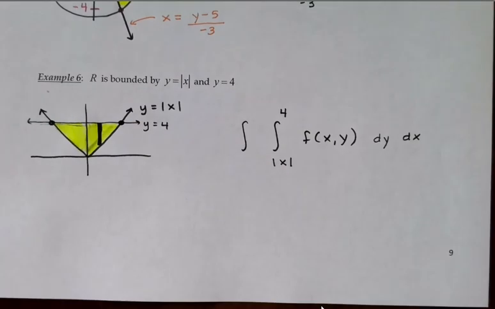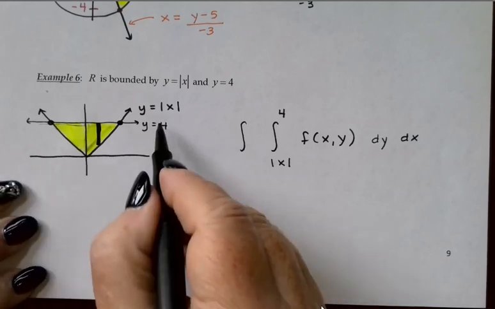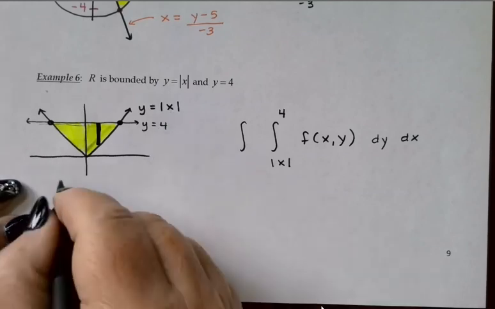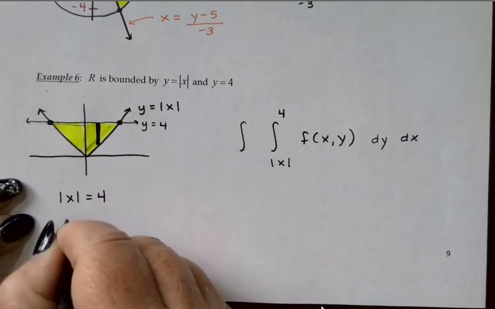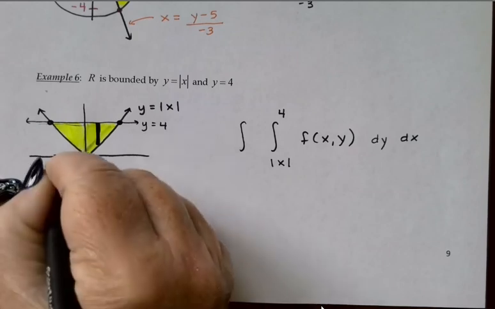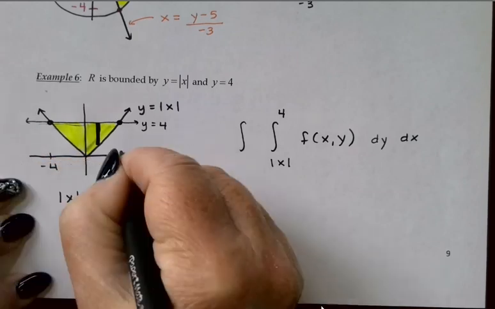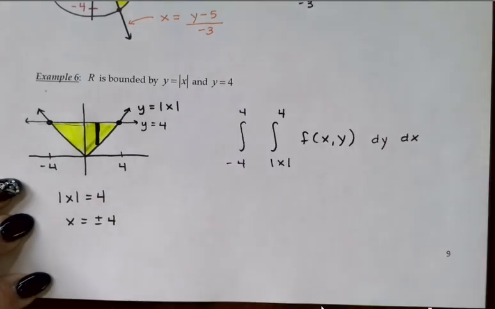As far as the intersection points here, once again, you can certainly use a calculator or a computer to calculate those, but if I were to set these equal to one another, the absolute value of x is equal to 4, x is going to be plus or minus 4. And so there's the setup of my integral.